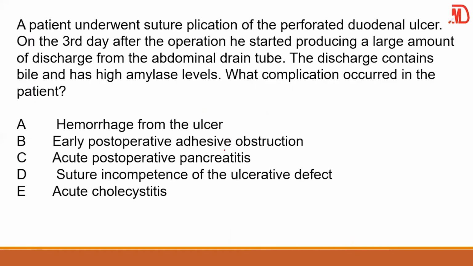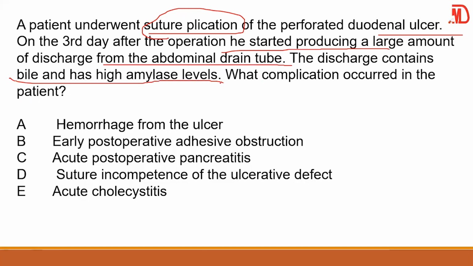A patient underwent suture application of the perforated duodenal ulcer. On the 3rd day after the operation, he started producing a large amount of discharge from the abdominal drain tube. The discharge contains bile and high amylase levels. What complication occurred? Guys, don't confuse the discharge. Think about what went on.